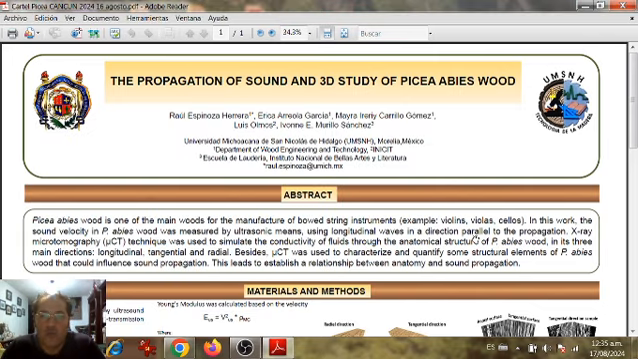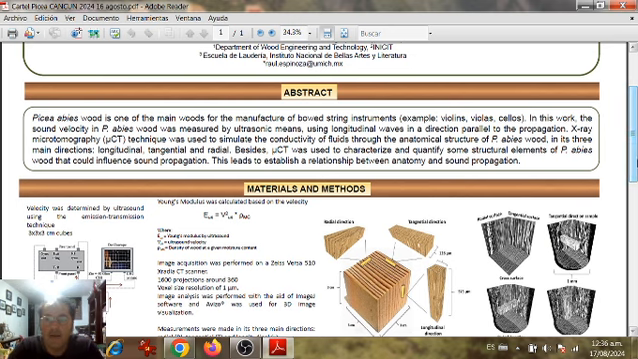Hello, I will present the work entitled The Propagation of Sound and 3D Study of Picea Abies Wood. This work has as its main objective to evaluate the propagation of sound and to correlate it with the anatomical 3D microstructure of wood, in order to determine its capacity to provide a better sound for the production of different kinds of instruments like violins, violas, cellos, etc.